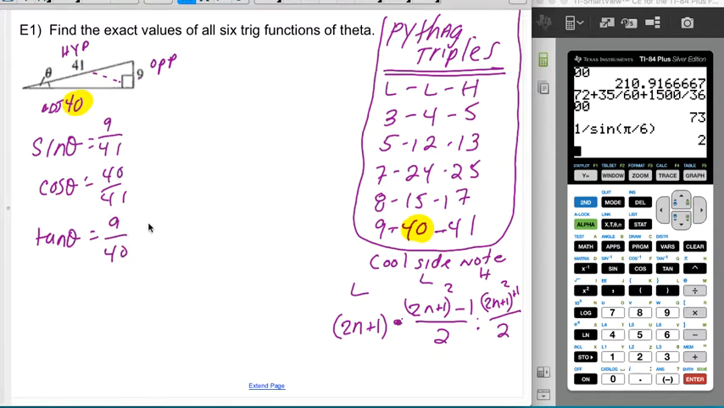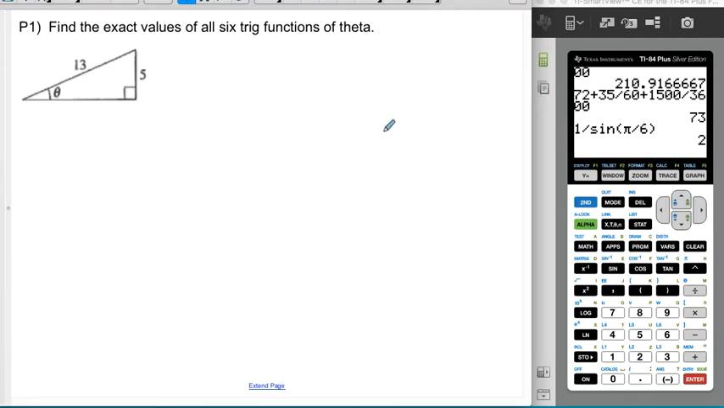So SOHCAHTOA. And then again, once you know those three, it's pretty easy to just flip them and find the other three, which is why I suggest writing them in this order. So I get 41 over 9, 41 over 40, and 40 over 9. And that's it.